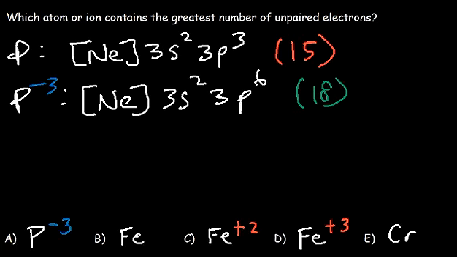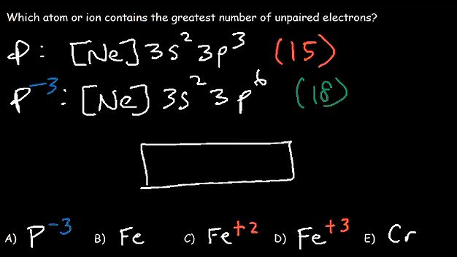Now, if you draw the orbital diagram for the 3p orbital, the very last one, everything before it is going to be filled, so we don't have to look at that. 3p6 is completely filled. So therefore, the phosphide ion has no unpaired electrons. So let's write a 0 for it.